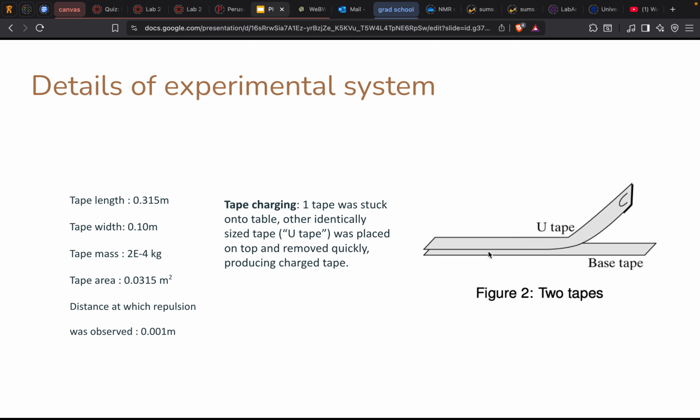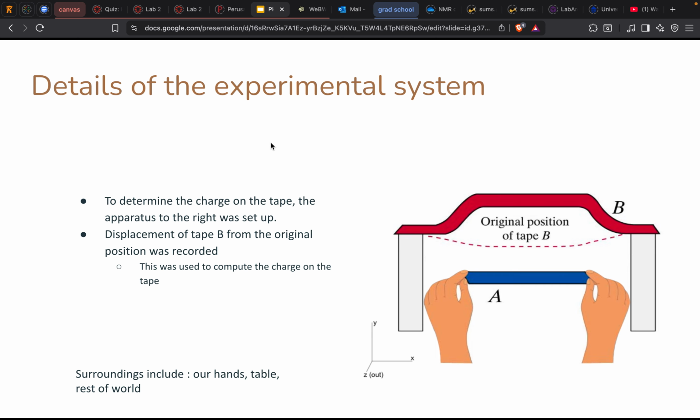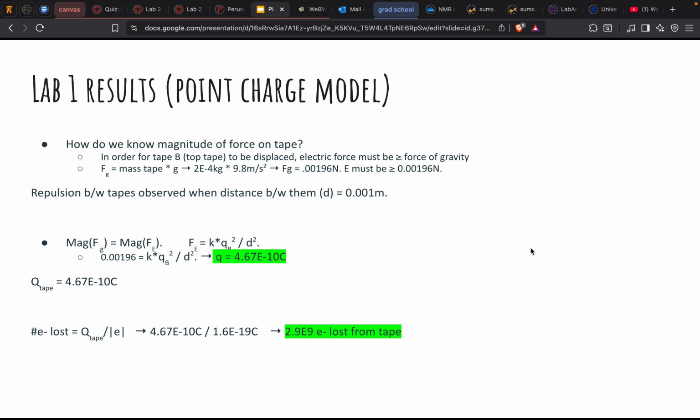So here are some details of the experimental system. This was how we charged the tapes experimentally: laid down one tape, added another tape, and ripped them off to produce the charged tape. Here are some numbers. To determine the charge on the tape, we used this apparatus, in which we suspended one charged tape between two stands, and then held the other tape underneath it. The displacement of tape B was used to compute the charge on tape A. The surroundings include everything that's not the two tapes.